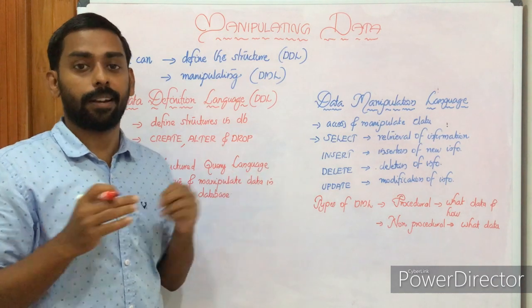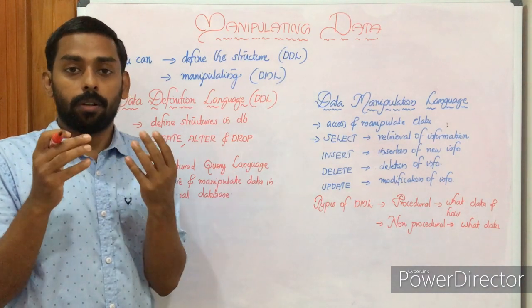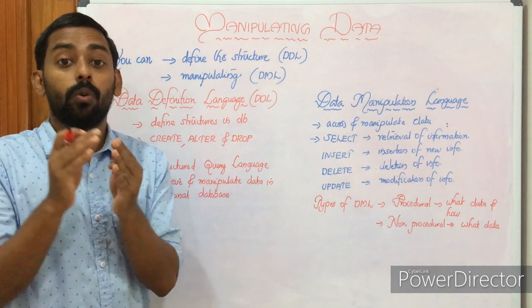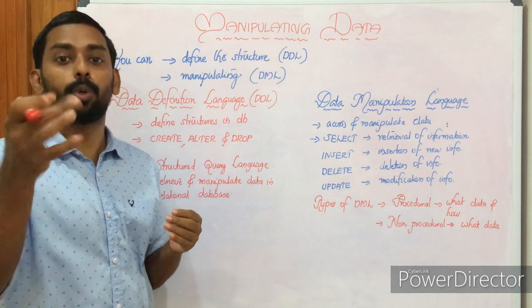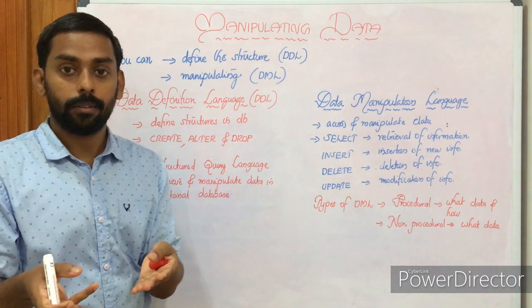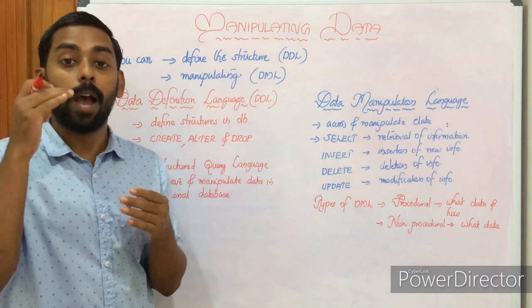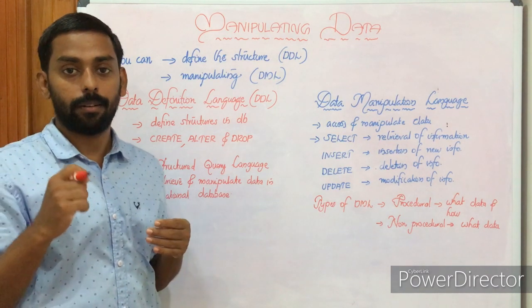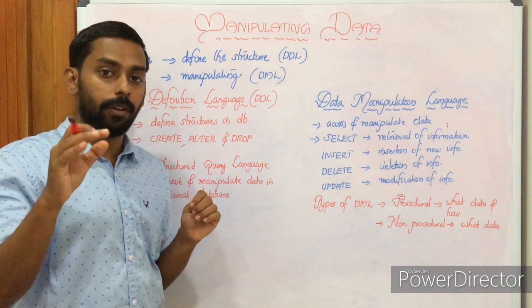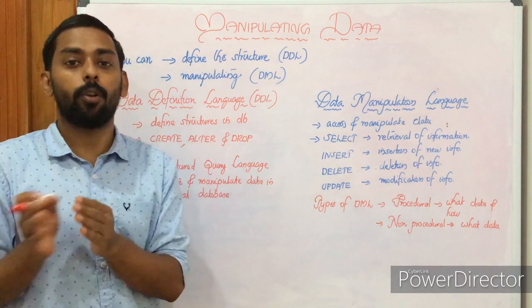But in procedural, suppose you're making something by yourself, you must know what you're going to do and how to do it, because it is procedural. You have to specify the procedure in addition to what to get. So that is what the types of DML commands are: procedural and non-procedural.